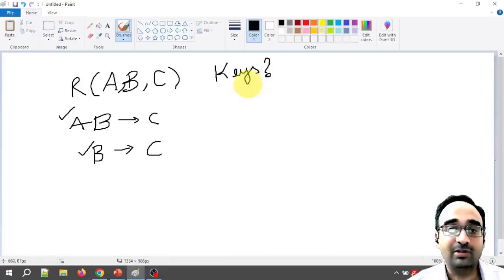One key or more keys? If there is only one, you will find that. If there is more than one, you have to find those also. What are the candidate keys? Right. Now how will you do this?